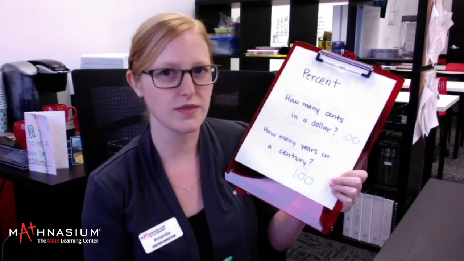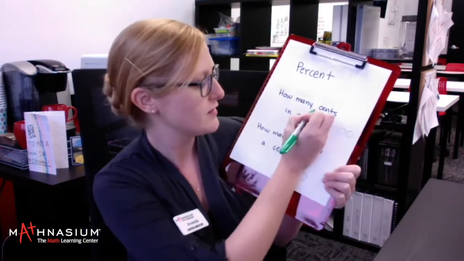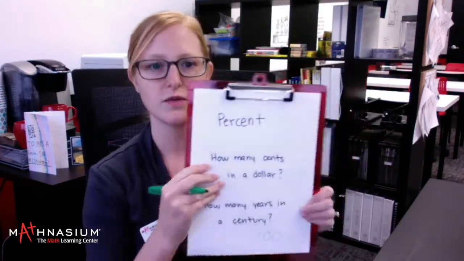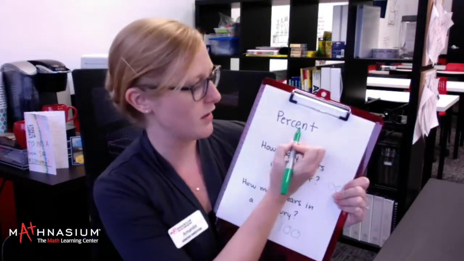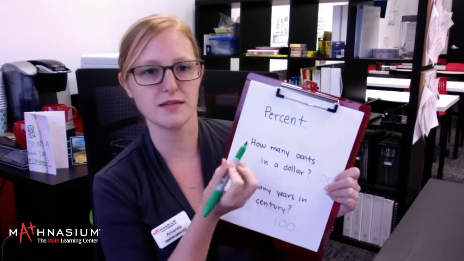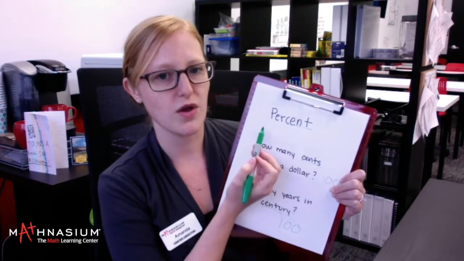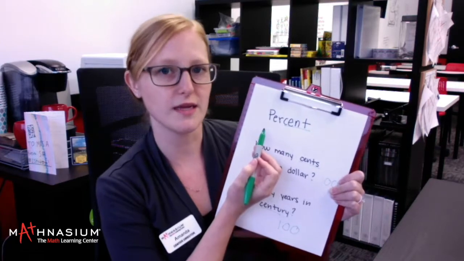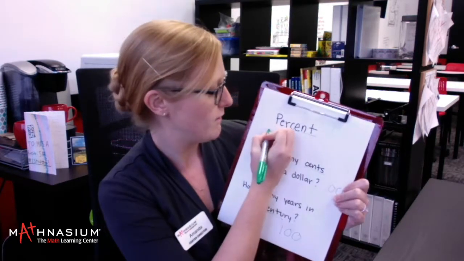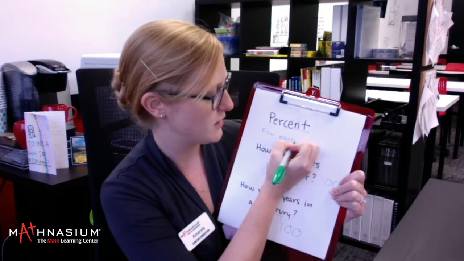But let's take a look at what these words have in common. Cent is in century. Cents are in a dollar. So when we're talking about percents, we're really talking about hundreds because that's what that cent part means. Now we have percent, and per means for each. So we can take that word percent and break it down to mean for each 100.